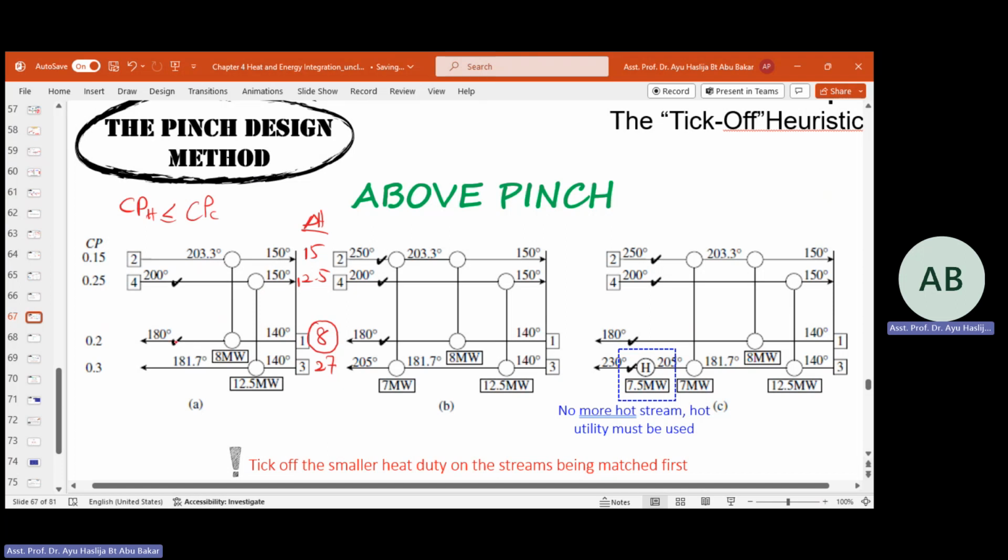So stream 1 is done. We had transferred the heat and it achieved the target temperature. Take off the stream. Stream 4 gives out the heat to stream 3, where stream 3 requires 27 megawatt to achieve the T target. But stream 4 has only 12.5 to give out.